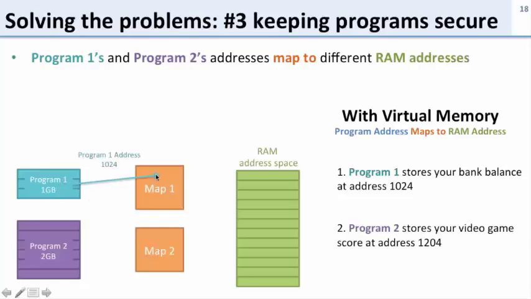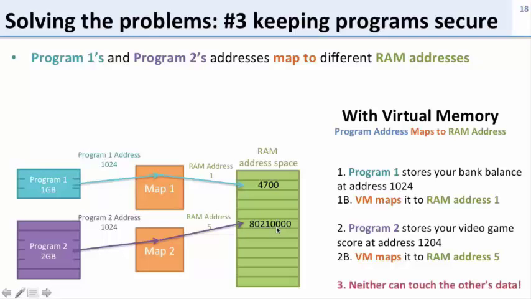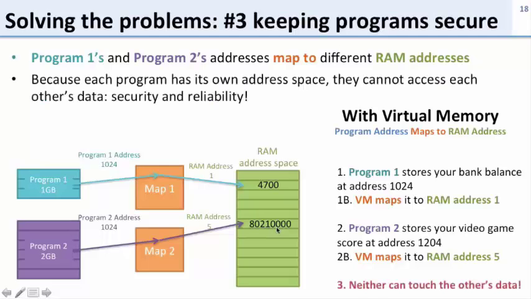Program 1 is going to go to address 1024, and its map is going to send the data somewhere. So in this case, we're sending the data over here to RAM address 1. Okay, so it writes to RAM address 1. Program 2 is also going to try and access address 1024, but its map is going to send the data somewhere else. So in this case, it's going to send it over here to RAM address 5. So now they write to different places because we have these mappings that make sure, even though each one of them is trying to access 1024, they have different mappings that send them to different physical locations in memory, and they don't overwrite. So neither one of them can touch the other one, and we've got this security.